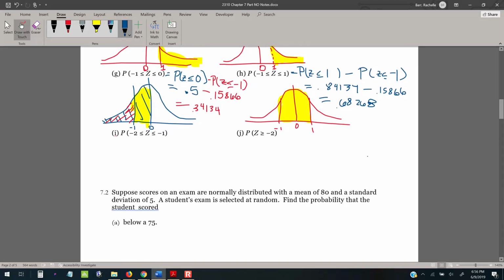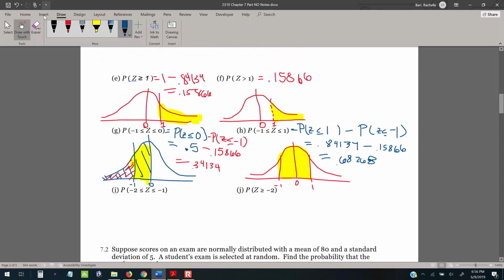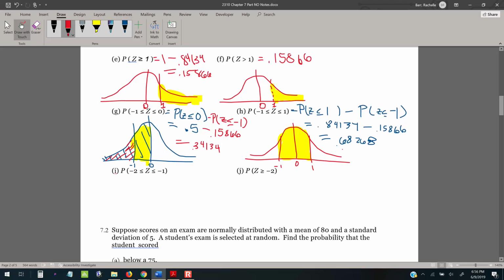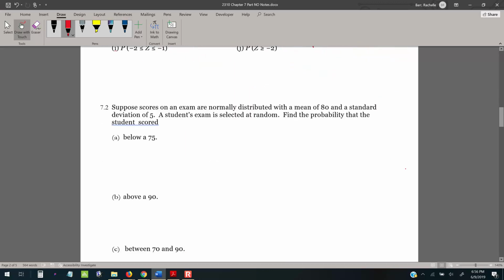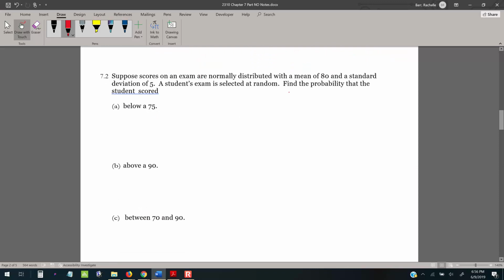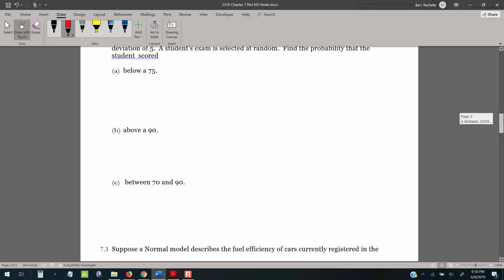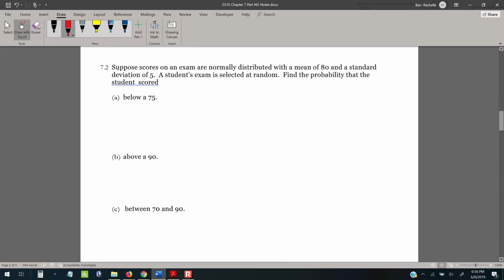Alright, cool. So that's how it works with the standard normal distribution. What I'm going to move on to doing next is the not standard normal distribution, what you're more likely to see in the working world, other normal distributions, non-standard ones, but we'll see how this gets fixed real quick. So suppose on an exam where the scores are normally distributed with a mean of 80 and a standard deviation of 5, a student's exam is selected at random. Find the probability that a student scored below a 75, above a 90, between a 70 and a 90.